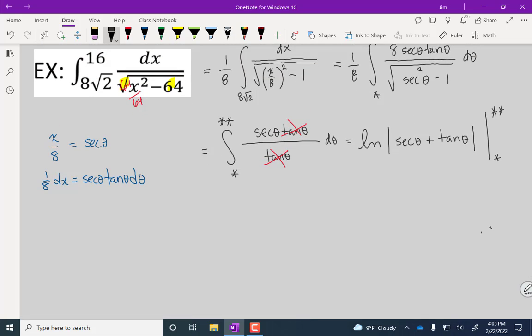So cool, triangle time. Always draw it the same way every time. Always put your theta in the lower left. Secant: hypotenuse over adjacent. Secant of theta: hypotenuse over adjacent. The opposite side will be the hypotenuse squared minus the adjacent squared, all square rooted.